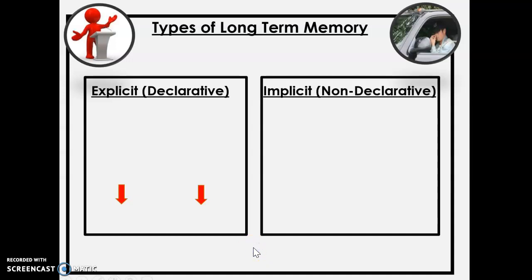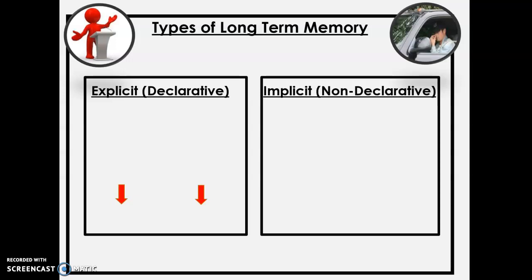All right, so let's talk about long-term memory for a moment. Remember, this is our third stage in the three-stage model. Remember, we started off with sensory, then it went to short-term, and now we're going to talk about long-term. So in long-term, we have two categories of information that's filed in your long-term memory.